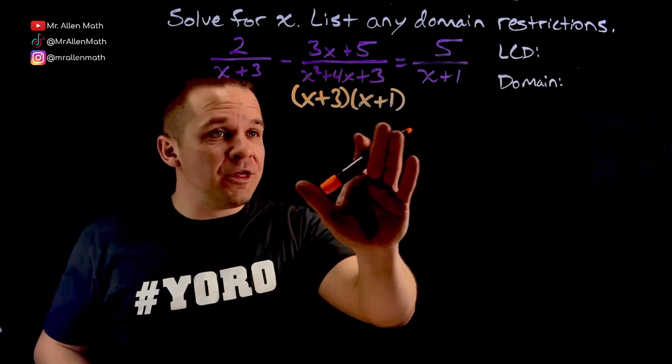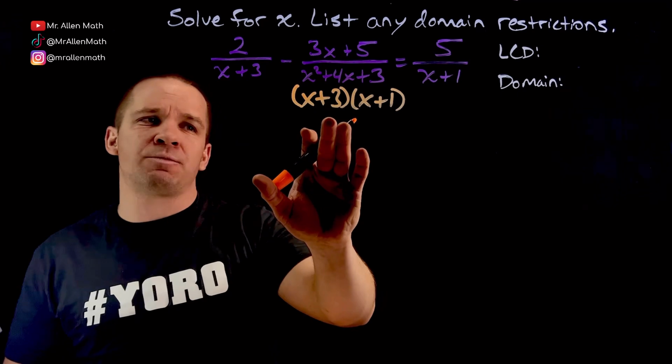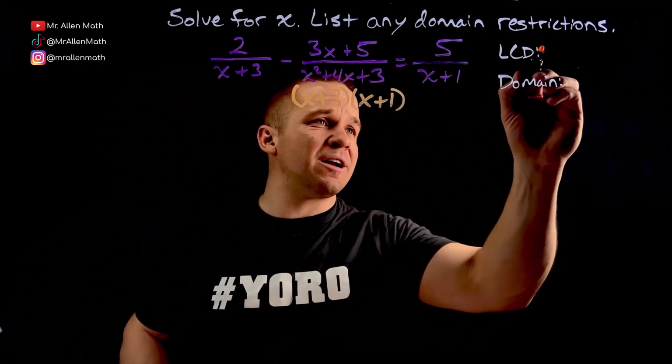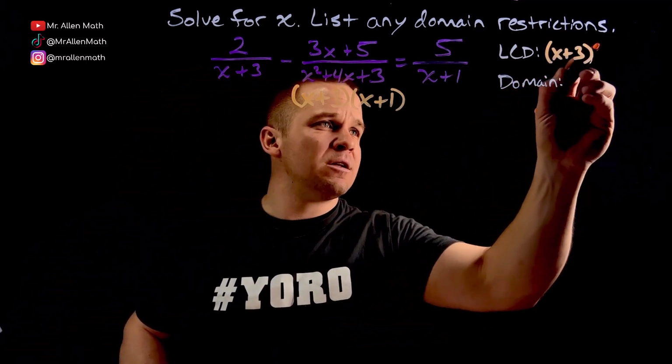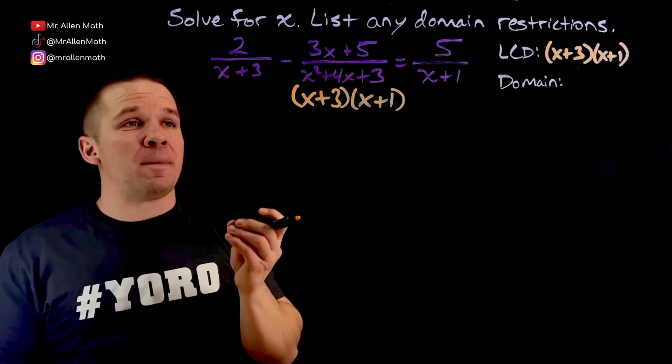All right, so this is factored. This one over here has that x plus 1. This one here has that x plus 3. It looks like my LCD is this right here, x plus 3 times x plus 1. From there, I can also get my domain restrictions.